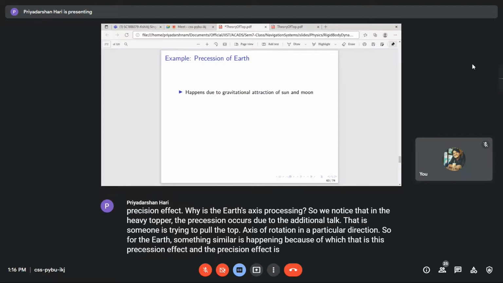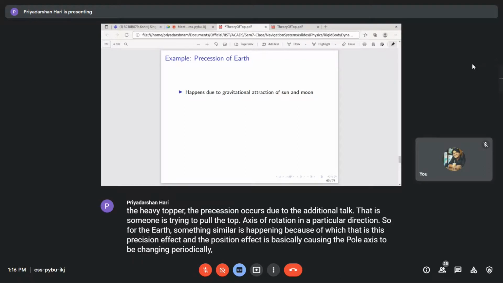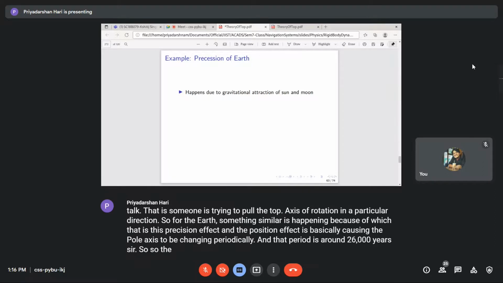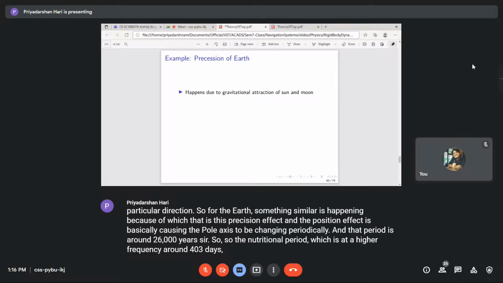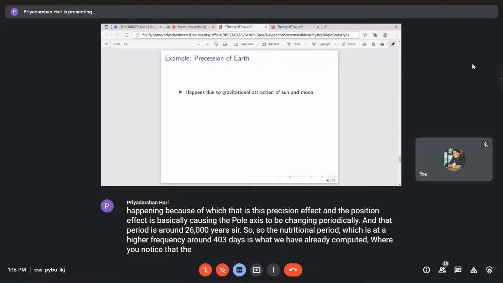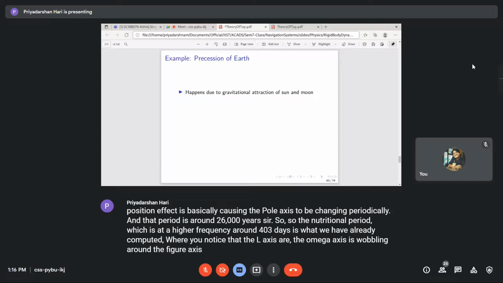is basically causing the pole axis to be changing periodically, and that period is around 26,000 years or so. So the nutational period, which is at a higher frequency, around 403 days, is what we have already computed, where you notice that the L axis or the omega axis is wobbling around the figure axis, or vice versa. Okay, so we will see why this is happening.